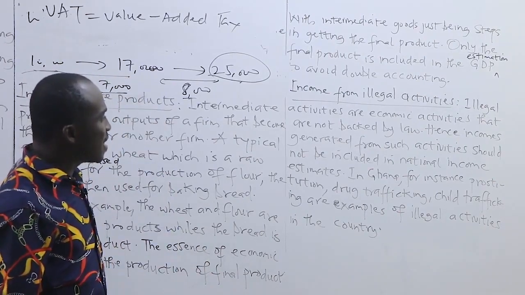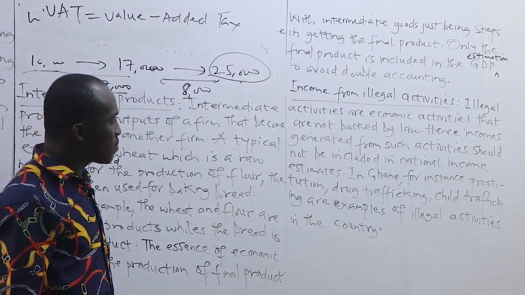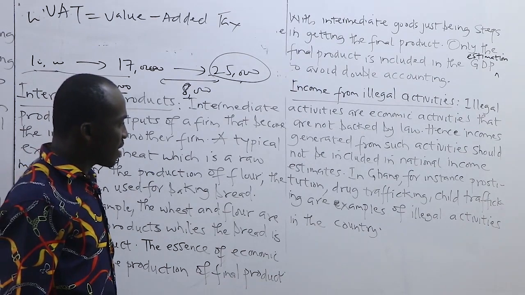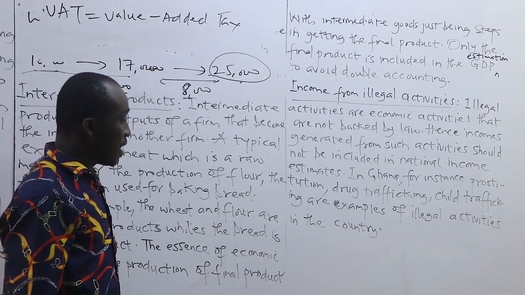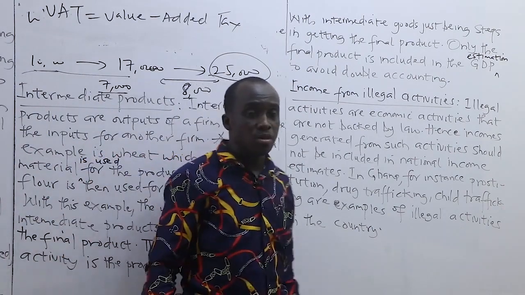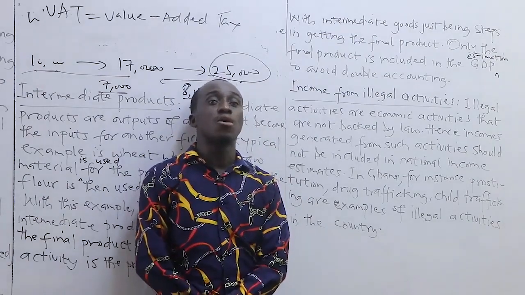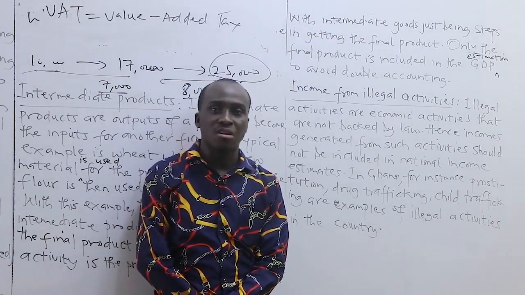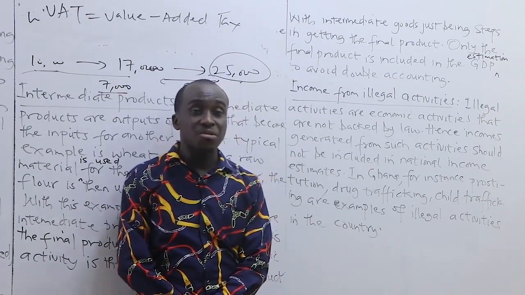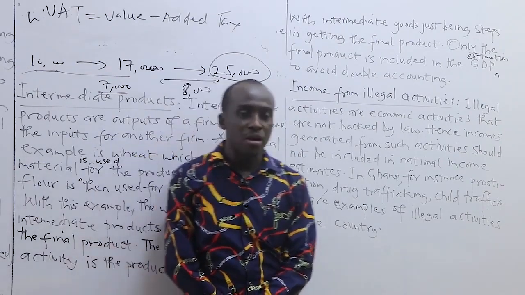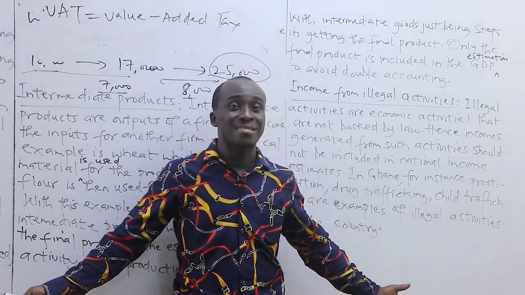Income from illegal activities. Illegal activities are economic activities that are not backed by law. Hence, income from such activities should not be included in the national income estimate. In Ghana, for instance, prostitution, drug trafficking, and child trafficking are examples of illegal activities in the economy. If you are doing cocaine business and make $3 million or $3 billion, or you do child trafficking, whatever amount of money you make, the country says these things are illegal. Once they are illegal, you don't add the money you make from them to the national estimation, because the country does not see those things as legal.